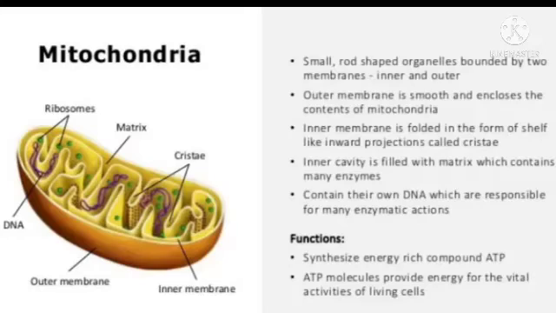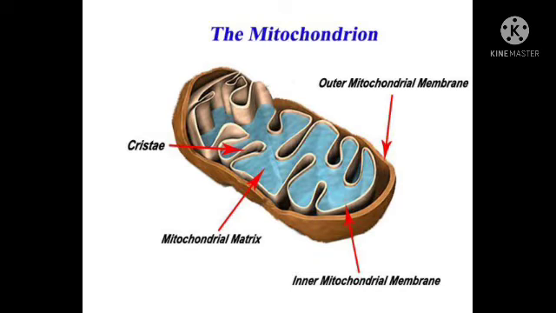Mitochondria: it is a small rod-shaped organelle bounded by two membranes, inner and outer. Outer membrane is smooth and encloses the contents of the mitochondria. Inner membrane is folded in the form of shelf-like inward projections called cristae. Functions: synthesize energy-rich compound ATP. ATP molecules provide energy for the vital activities of living cells.